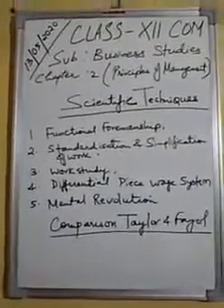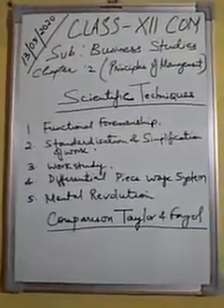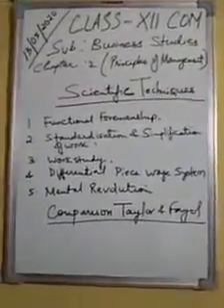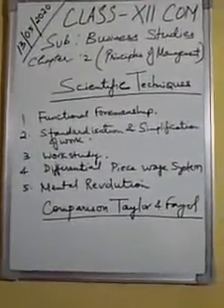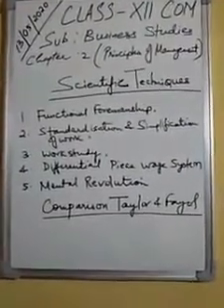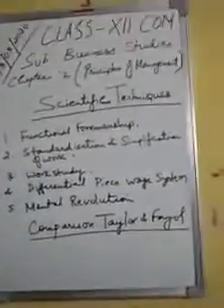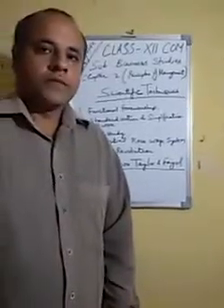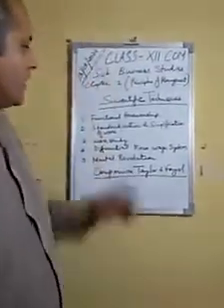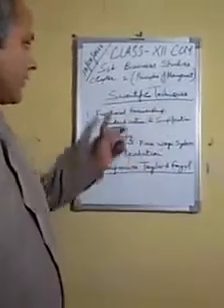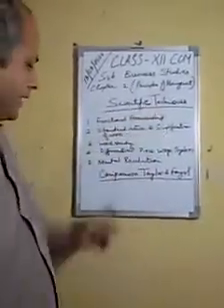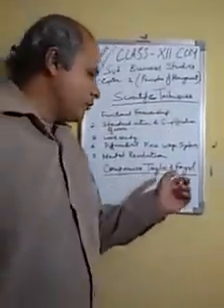Taylor started his studies and approach from the lowest level in the organization, whereas Fayol started from the highest level in the organization. So students, today we have discussed 5 techniques of scientific management and the comparison between Taylor and Fayol's principles.